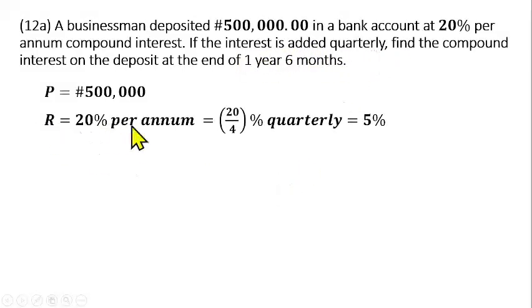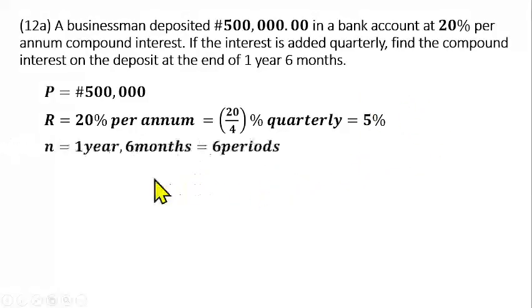So you need to convert this rate from per annum to quarterly. You divide it by 4, and that should give us 5. So this rate is now for a quarter, not per annum. We are now using 5%. Then our period, which is our n, we have 1 year 6 months. If the interest is added 4 times in a year, then for 6 months it's going to be added 2 times. So 2 plus 4 gives us 6. So the period is 6.